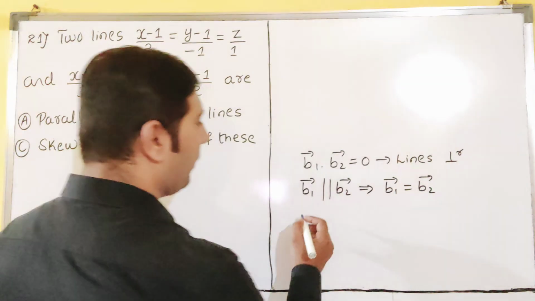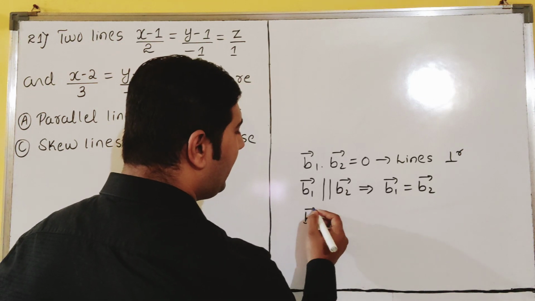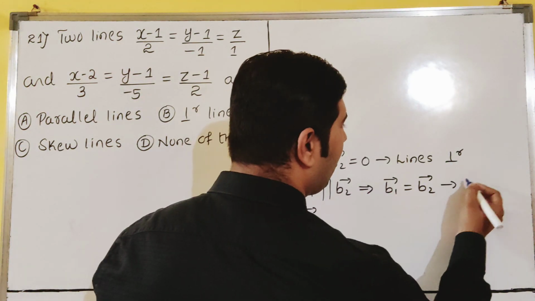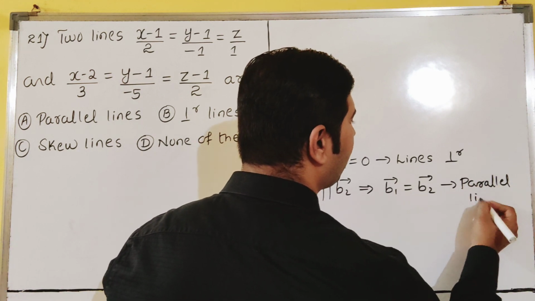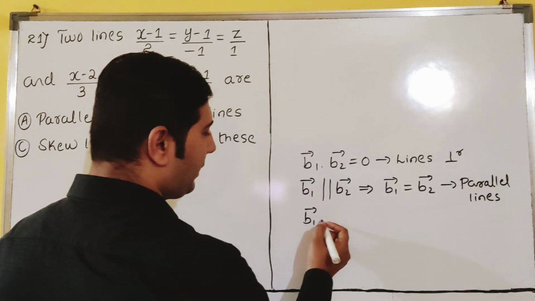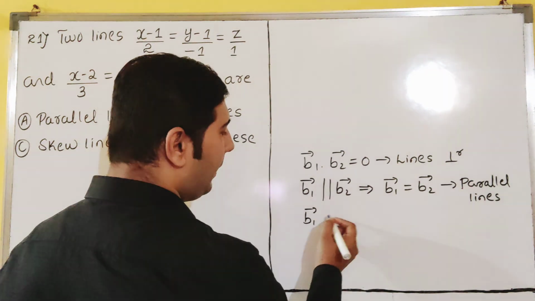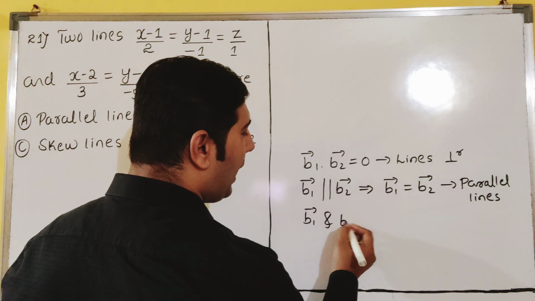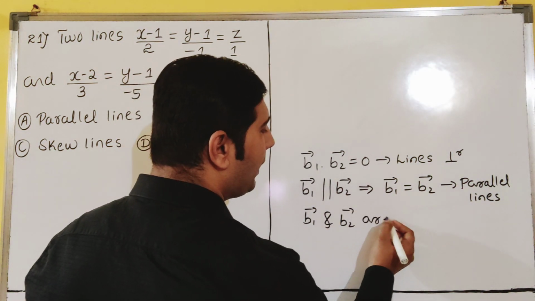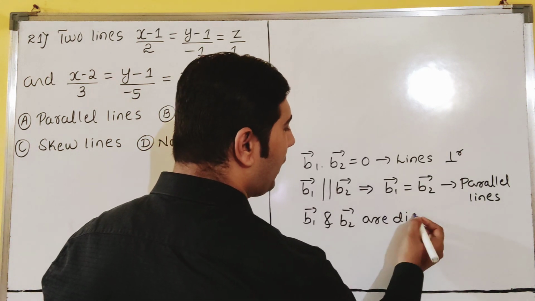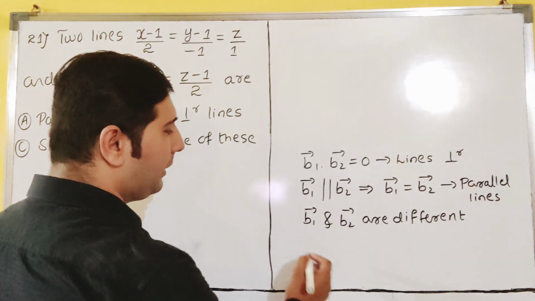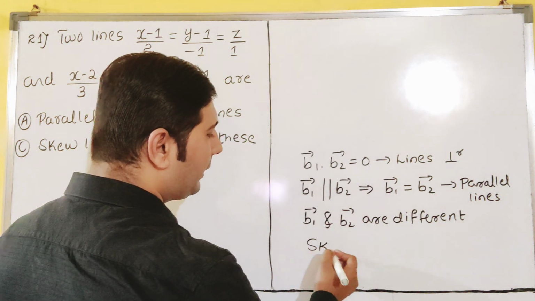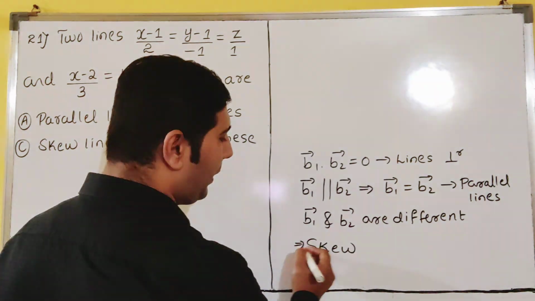Skew lines means what? Skew lines. B1, these are what here? These are parallel lines, dear students. And next, skew lines means B1 and B2 are different, dear students. Both the vectors are what? Vector B1 and B2 are different. Then you can say these are skew lines, dear students.